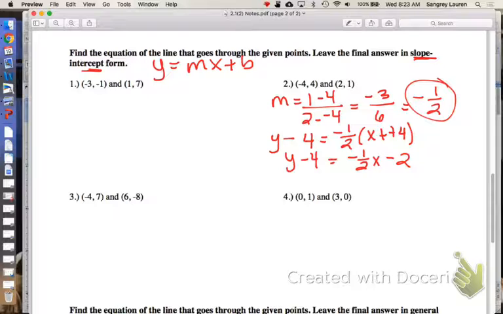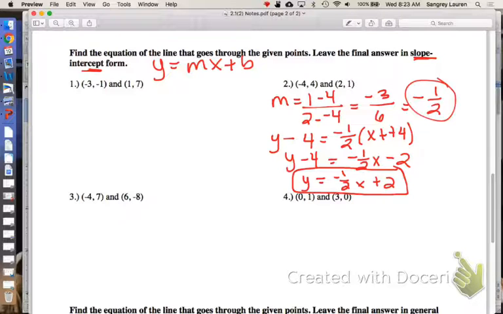And then the last thing to get y by itself is to add 4 to both sides. So that's going to leave us with y equals negative 1/2 x plus 2. So there's your final answer in slope-intercept form.